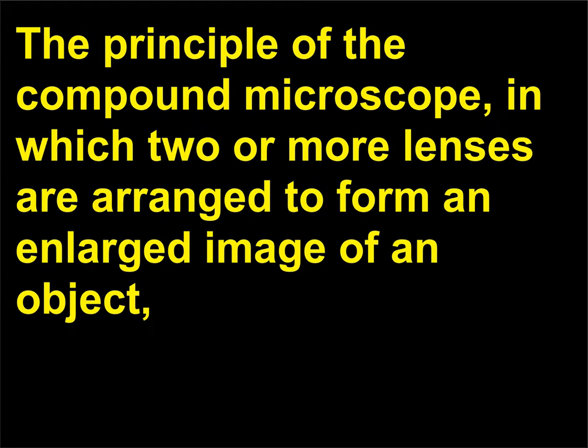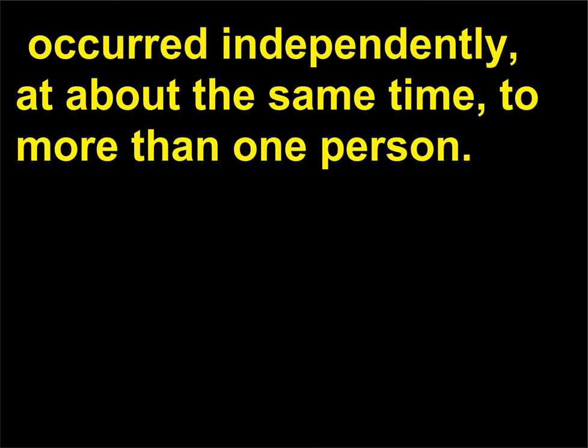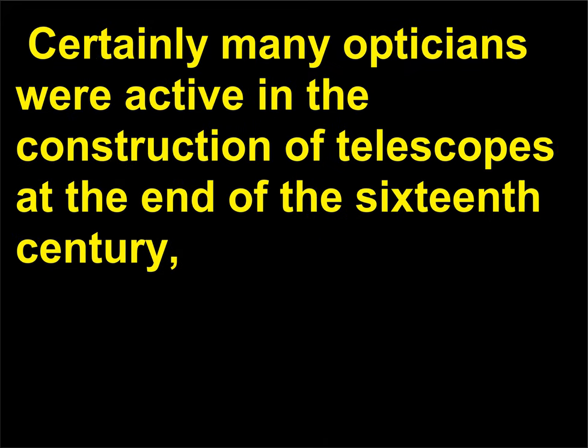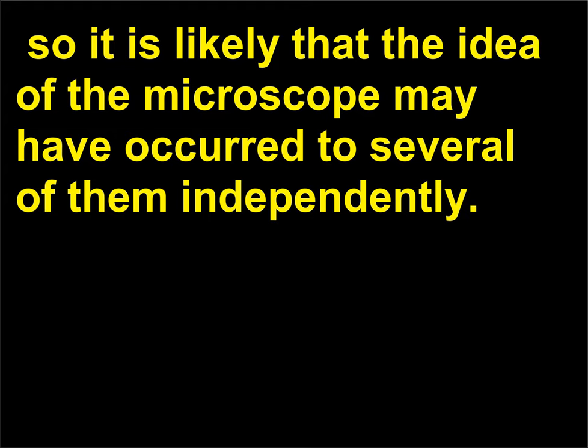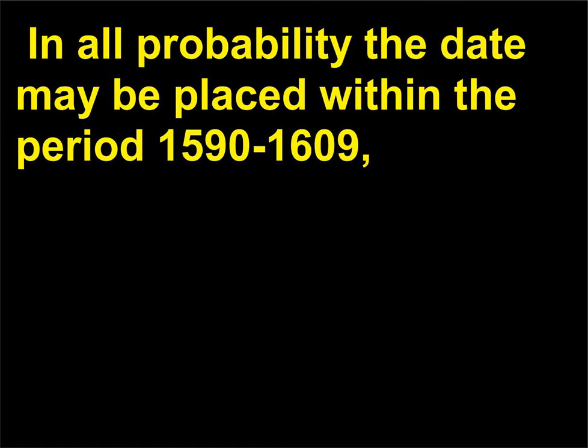Who invented the compound microscope? The principle of the compound microscope, in which two or more lenses are arranged to form an enlarged image of an object, occurred independently, at about the same time, to more than one person. Certainly many opticians were active in the construction of telescopes at the end of the 16th century, especially in Holland. So it is likely that the idea of the microscope may have occurred to several of them independently. In all probability, the date may be placed within the period 1590 to 1609.